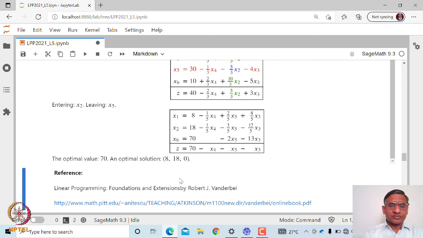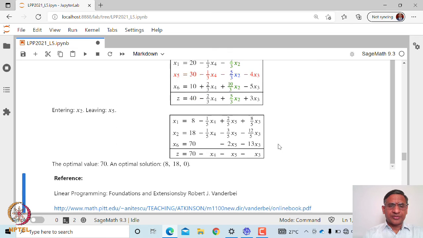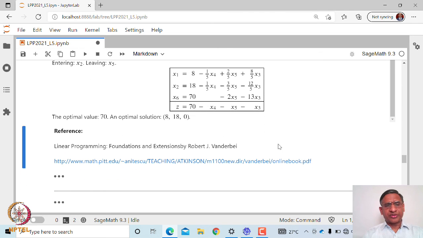Now, the implementation of these steps in SageMath is similar to the steps given in a particular book, titled Linear Programming: Foundations and Extensions by Robert J. Vanderbei. This book is available online, so you can look at it and go through the algorithm on the simplex method.